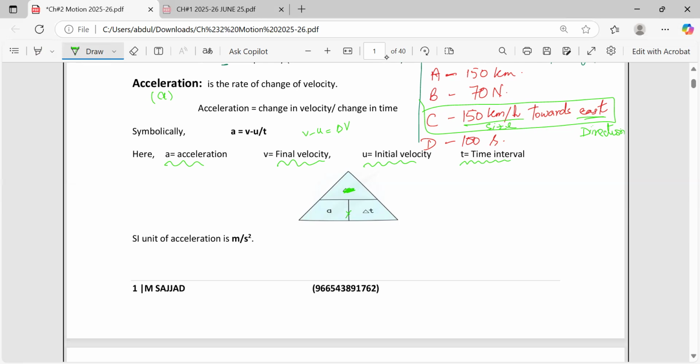Now, when we say change in velocity, it has many meanings. Change in velocity means the speed of the body is changing. Change in velocity also means the direction of the motion of the body is changing. So it means velocity is changing.